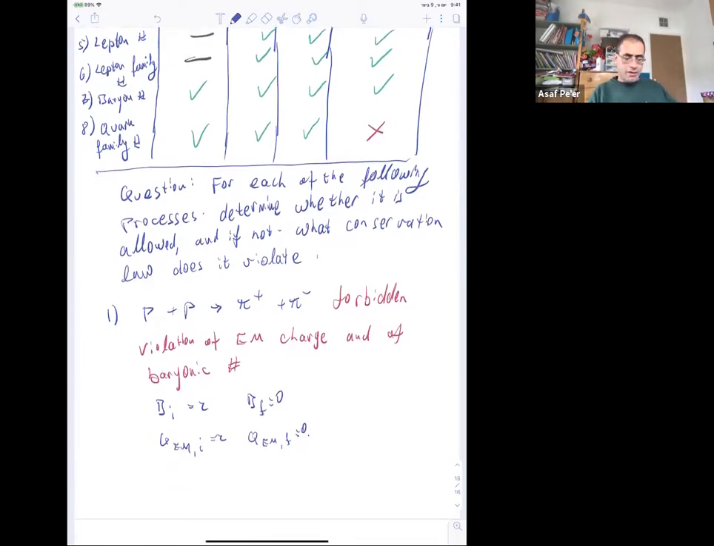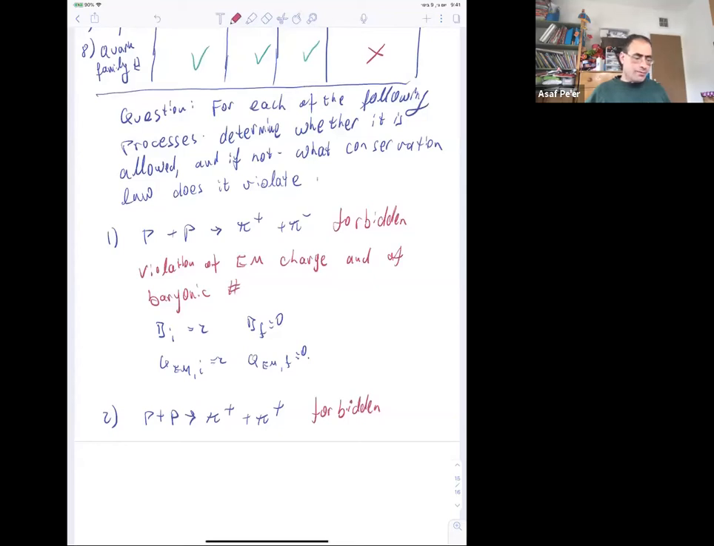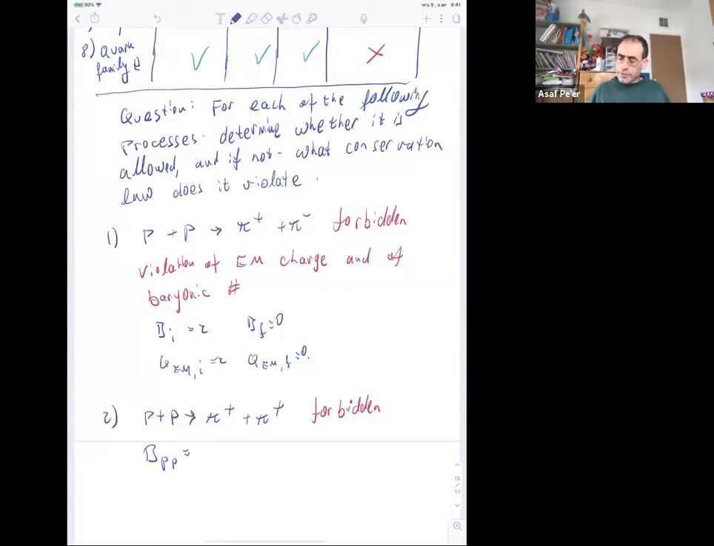Okay. What about what do I have here? Okay, it's going to be easy. Proton, and the proton goes into two positively charged pions. Allowed or not allowed? No. Why not? Baryonic number, very good. So this is also forbidden. I mean, the pions are also made out of quarks, right? But the baryonic number of the protons, B proton is 2, and plus 2, which is different than B of the pions, pion plus, pion minus, which is 0. As far as the electromagnetic charge, there is no problem.